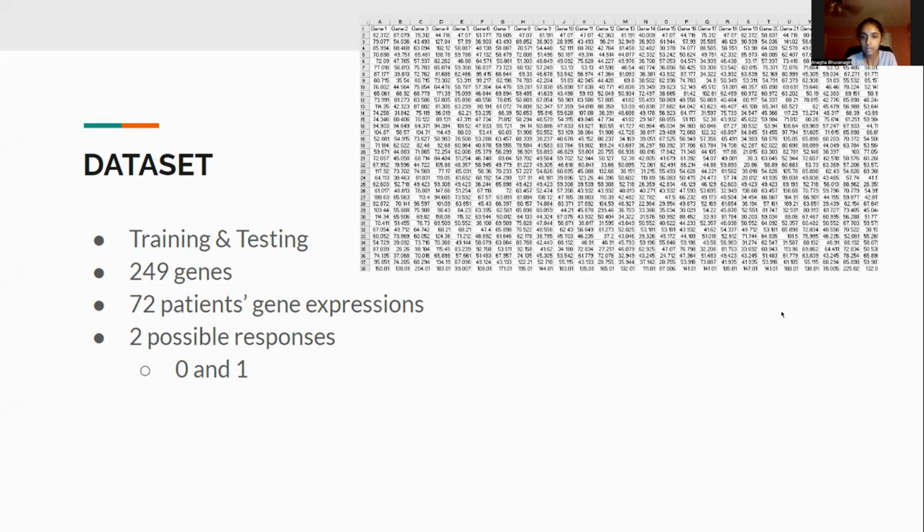data. Both data sets contain 249 genes and 72 patients' gene expressions, and then each patient has two possible responses, 0 and 1. 0 meaning that the patient did not survive after receiving immunotherapy, and 1 meaning that the patient did survive after receiving immunotherapy.